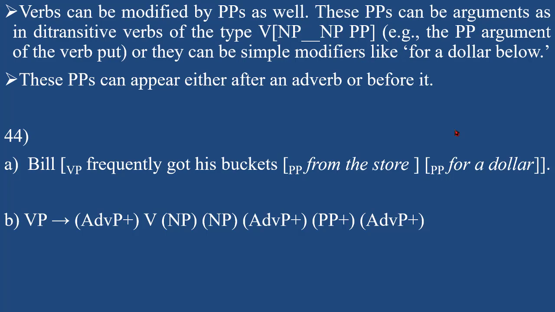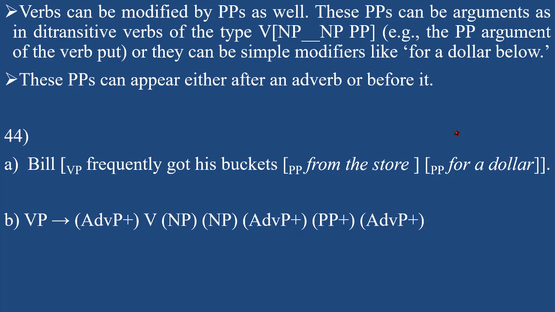So verbs can be modified by PPs as well. These PPs can be arguments, as in ditransitive verbs of the type verb, NP, PP. The slot is for the verb, an NP, and the PP. So the PP is an argument of the verb put, or they can be simple modifiers, like for a dollar below. These PPs can appear either after an adverb or before it.